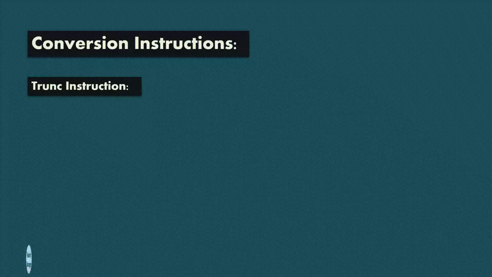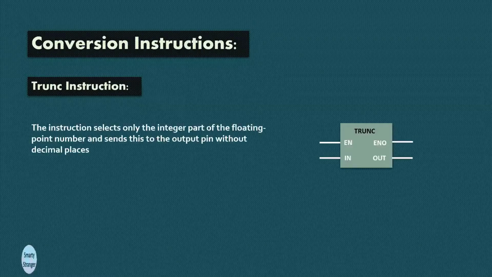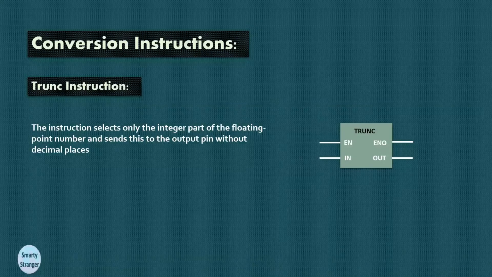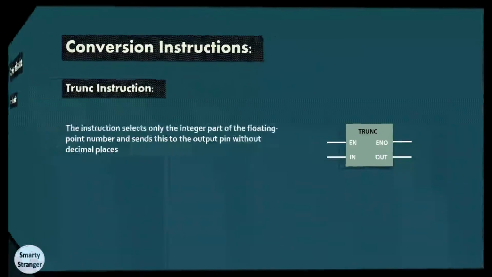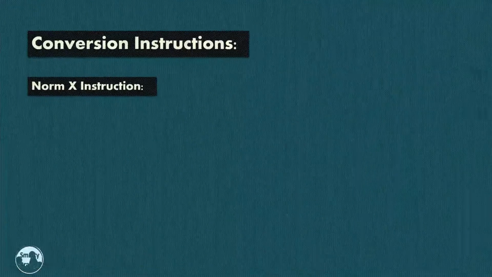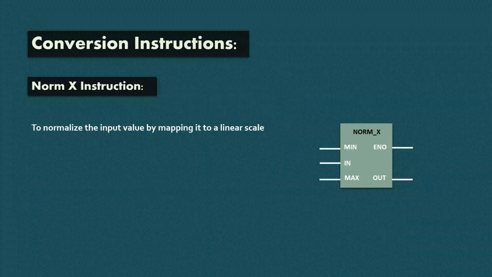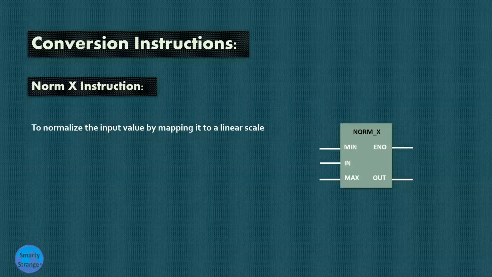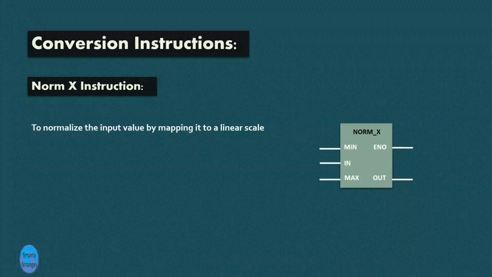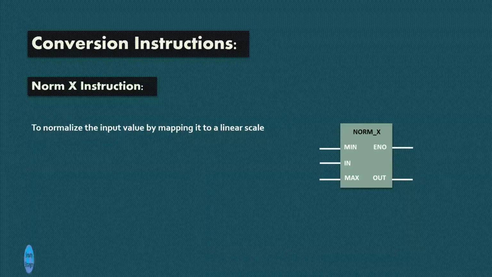Trunc. Trunc instruction is used to form an integer from the input value. The instruction selects only the integer part of the floating point number and sends this to the output pin without decimal places. NORM_X, to normalize the input value by mapping it to a linear scale. You can use the MIN and MAX parameters to define the limits of a value range that is applied to the scale. If the value to be normalized is equal to the value at the MIN input, the output has the value 0.0. If the value to be normalized is equal to the value at input MAX, the output returns the value 1.0.